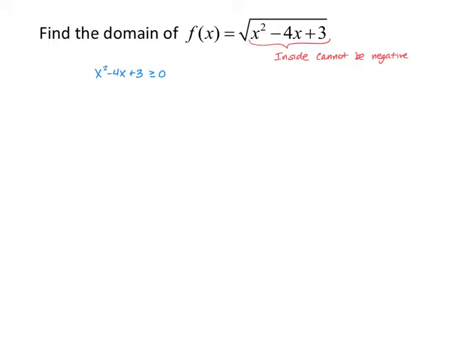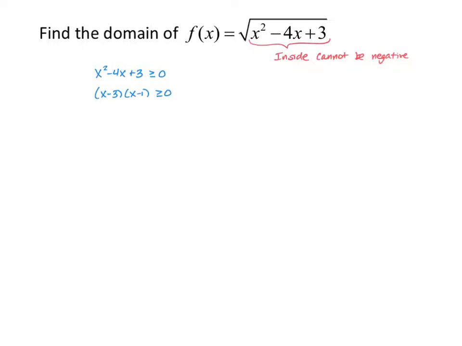Because this is a quadratic, we can use our factoring skills, thinking about numbers that multiply to positive 3 but add to negative 4. We could rewrite the left-hand side as x minus 3 times x minus 1 is greater than or equal to 0. Since negative 3 times negative 1 is positive 3, but negative 3 plus negative 1 is negative 4.